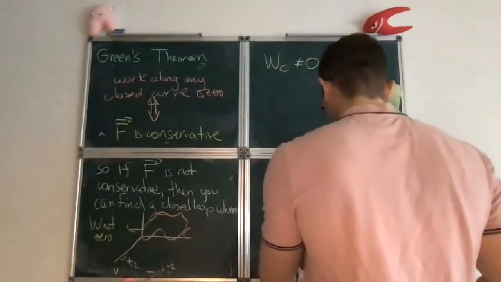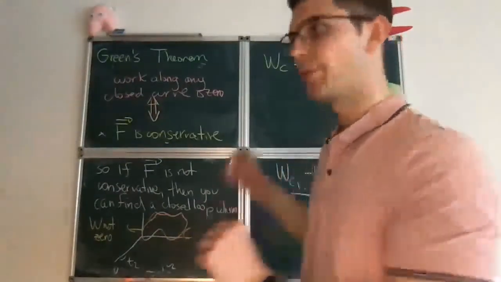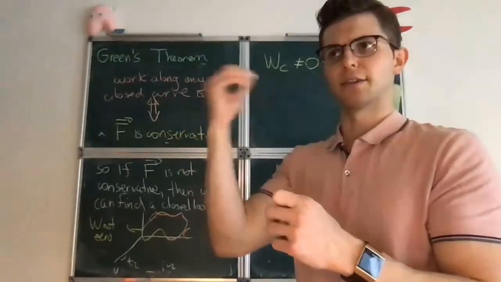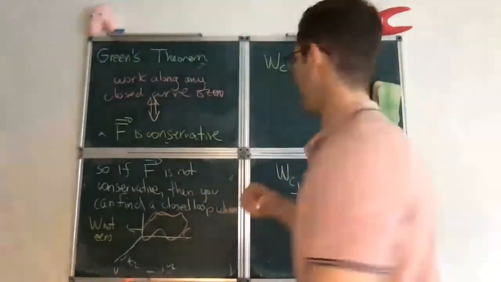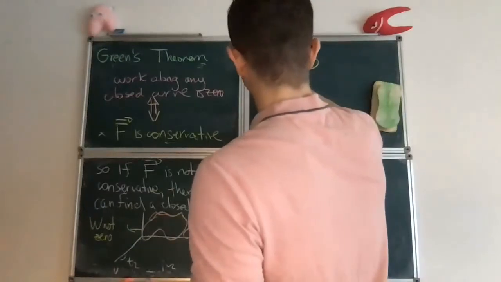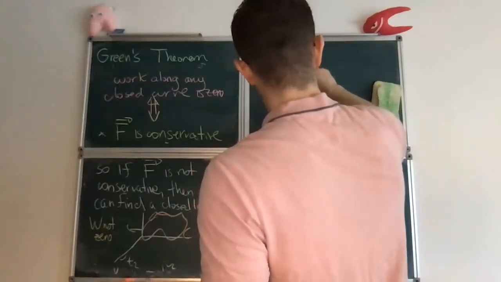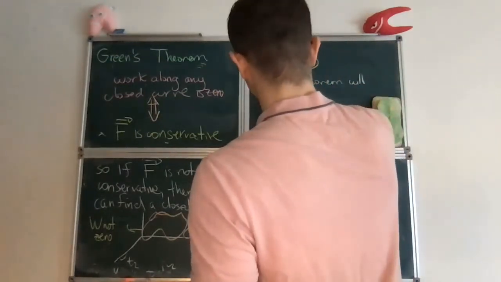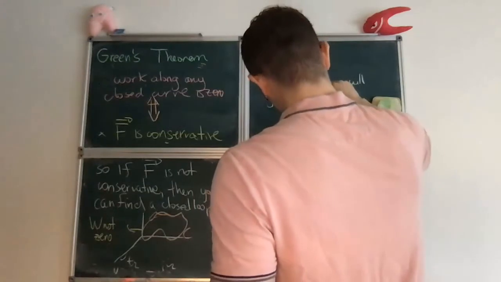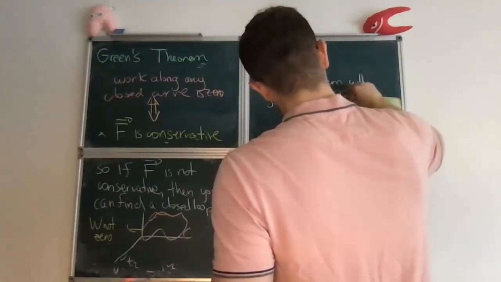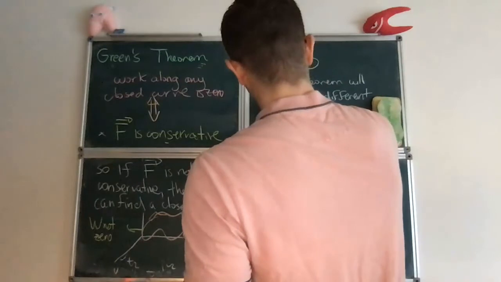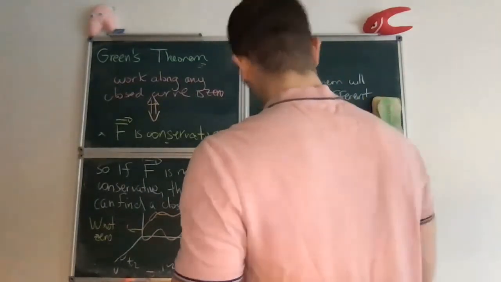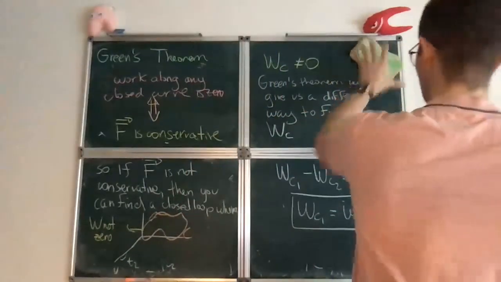And the point of Green's theorem is that it will give us a way to compute this work. I mean, you can always compute this work using the integral, right? You can integrate the dot product of the force with the velocity. But Green's theorem will give us a new way to find the work in terms of a double integral, which is an interesting thing.